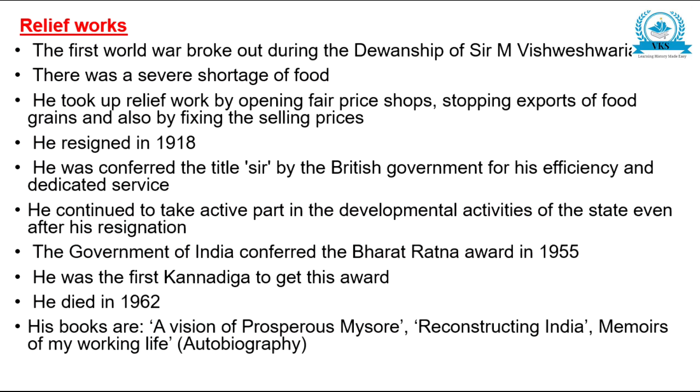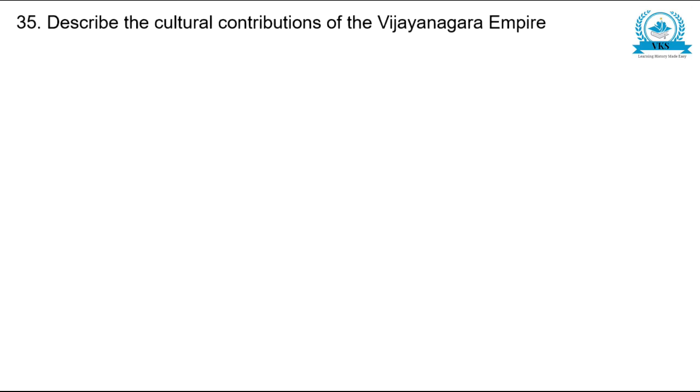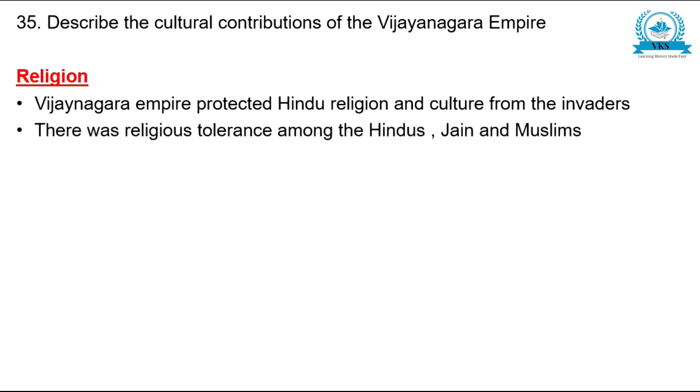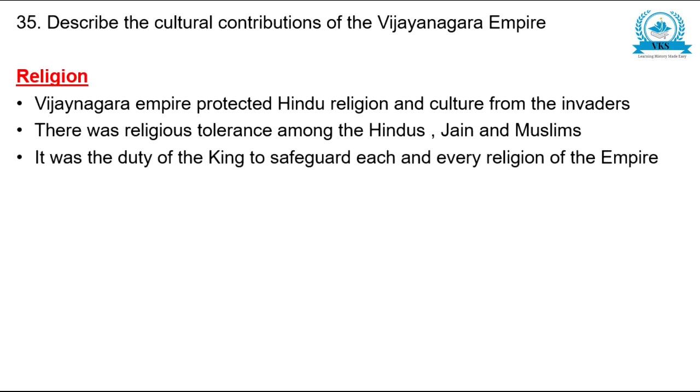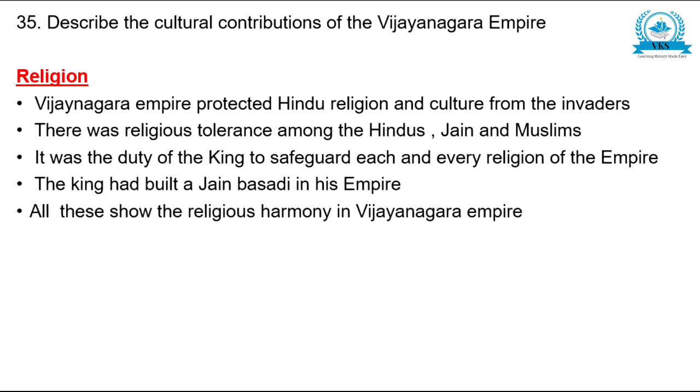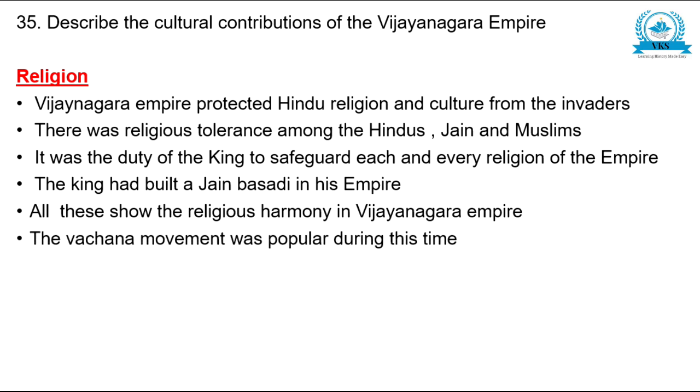Now just let us go through the points which you have seen till now. The question will be: describe the cultural contributions of the Vijayanagara Empire. Religion. Vijayanagara Empire protected Hindu religion and culture from invaders. There was religious tolerance among the Hindus, Jains and Muslims. It was the duty of the king to safeguard each and every religion of the empire. The king had built a Jain Basadi. All these show the religious harmony in Vijayanagara Empire.